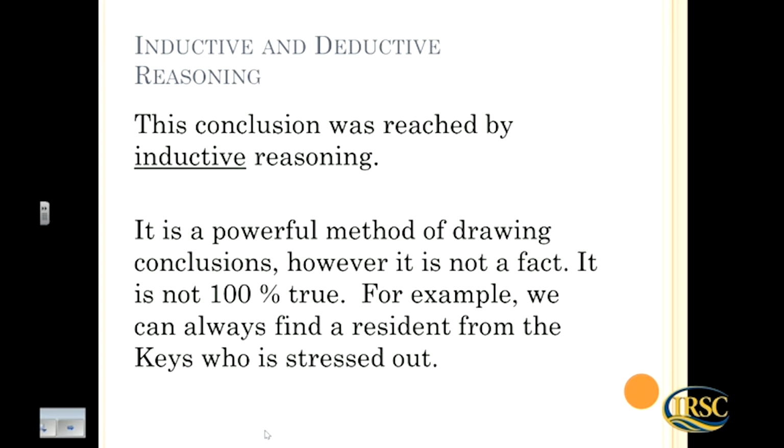This is a powerful method of drawing conclusions, however, it's not a fact. Anything you have based on inductive reasoning is not proven to be true. For example, we can always find a resident from the Keys who is stressed out. Okay? It's possible that we'll find somebody who is not relaxed and laid back.